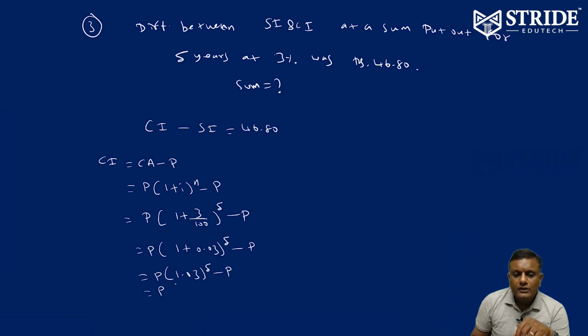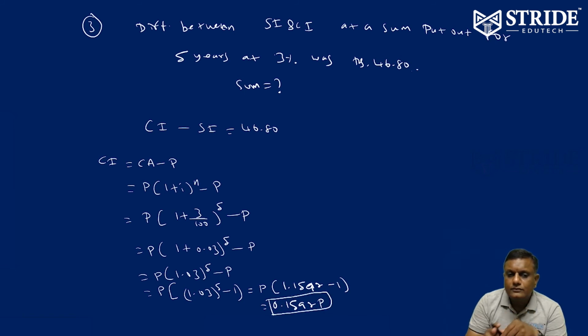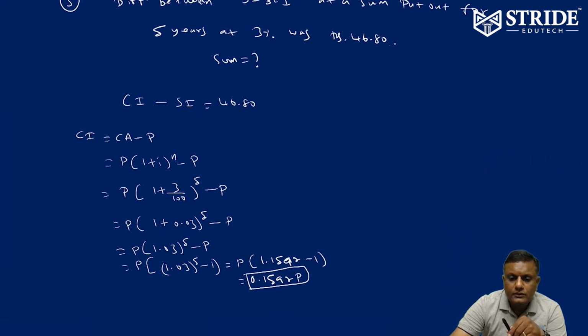So we can simplify here. You can take P common. 1.03 whole power 5 minus 1. So P into 1.1592 minus 1. So 0.1592 P. This is compound interest.